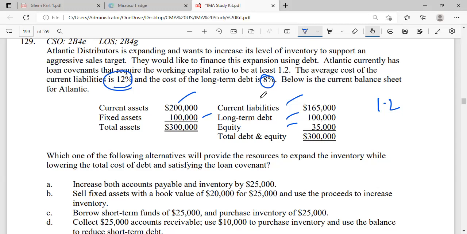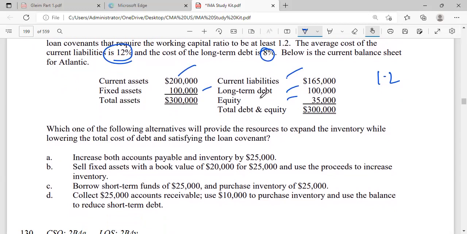Then collect 25,000 accounts receivable. Use $10,000 to purchase inventory and use the balance to reduce the short-term debt. Now, what I think is this option is one of the best options, because if you see here, the first one increases accounts payable, again you are increasing a liability on yourself. Here, you are selling fixed assets. This is also not good. Here you are borrowing, so you are taking a loan again. But here, you are collecting your receivables.